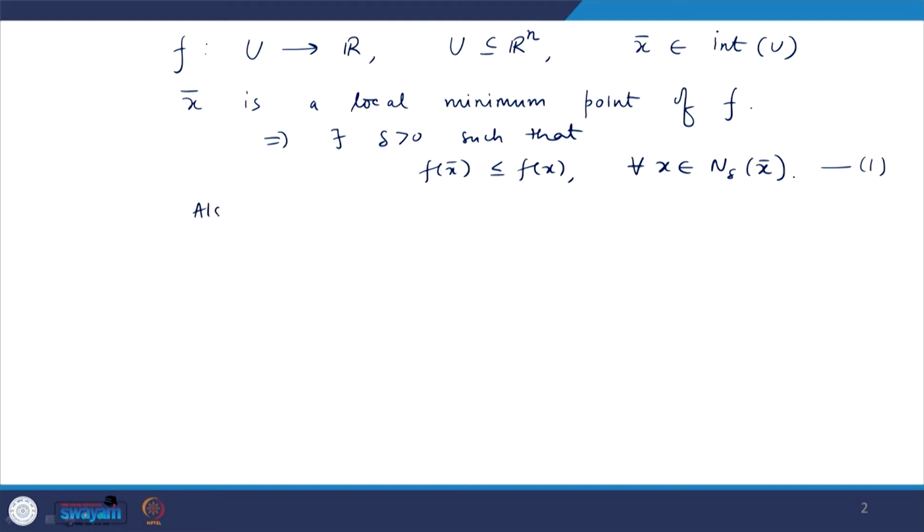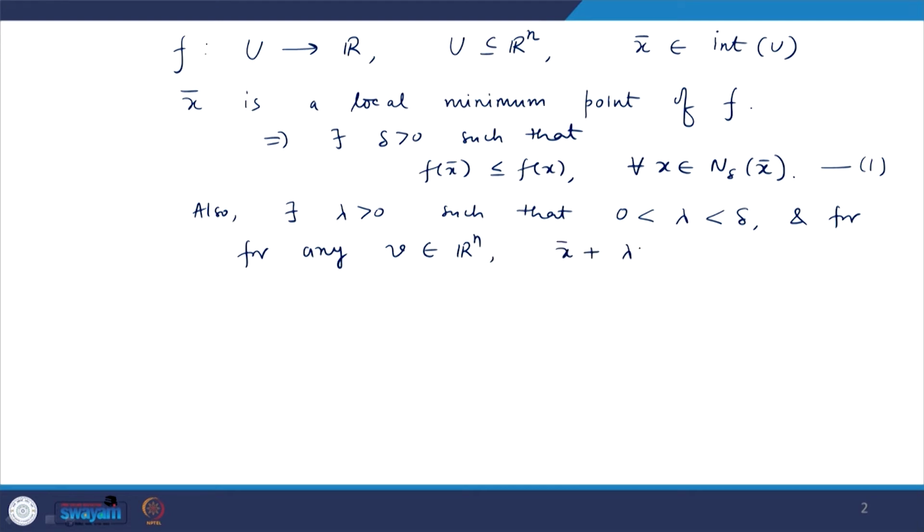Also, there will exist some lambda greater than 0 such that for 0 less than lambda less than delta, and for any v belonging to R n, x bar plus lambda v will belong to the delta neighborhood of x bar. No matter what this lambda is. So for any v belonging to R n, since x bar is already in the delta neighborhood of x bar.